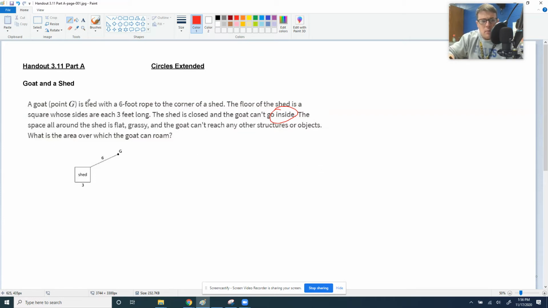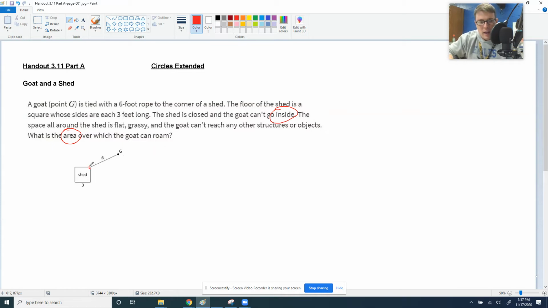Let's actually do the math here. It's got a 6-foot string that it's attached to, and the floor of the shed is a square. The shed's closed. Goat can't go inside the shed. Space everywhere around it is flat, grassy, so the goat is wandering. And we are asked to find the area over which the goat can roam.